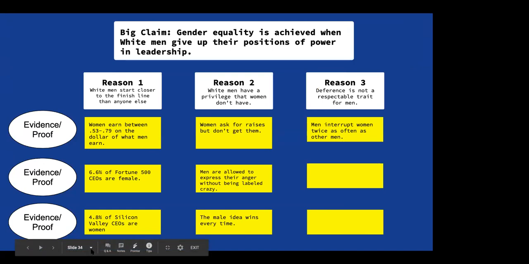So looking at these reasons, and you can put it in the chat bar real quick for us, but how effective are these reasons? White men start closer to the finish, white men have a privilege that women don't, and deference is not a respectable trait for men. So do these reasons work together well to support that overall claim that men must give up their positions of leadership in order for women to move forward? What do you guys think? Looking at all of them together, the correlation between all of them.